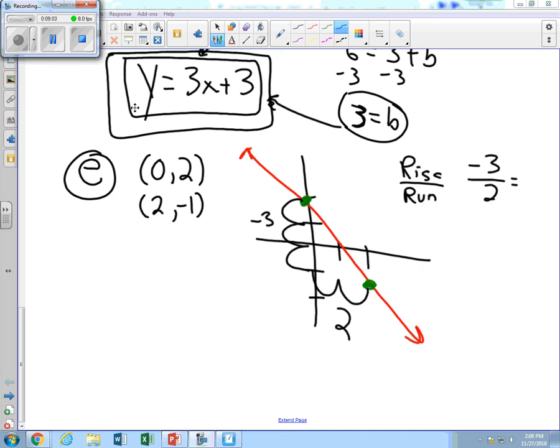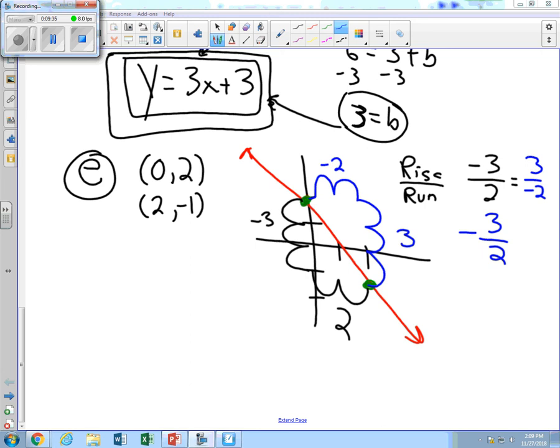This is the same thing as doing this. You could go from this point up 1, 2, 3, so that's positive 3, and you go left 2, which is negative 2. These two are the same thing, because that is 3 over negative 2, which you could also write as negative 3 over 2. Notice that these slopes are the same exact thing both ways, whichever way you count them.